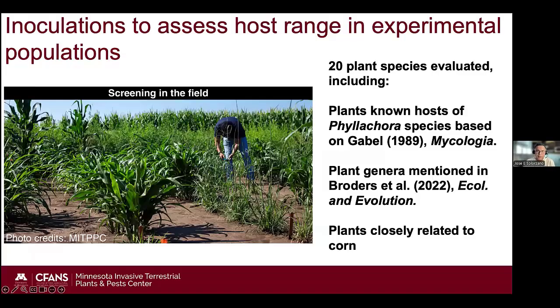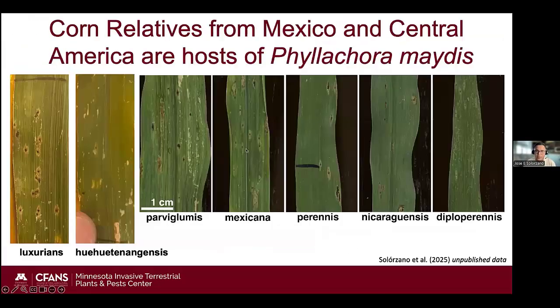So for these, we have some preliminary results, and those are that the different corn relatives are hosts of the corn pathogen. So these are grass plants, but these are corn relatives, really close to corn. So we tested all these plants in the field and also in greenhouse experiments, and we were able to observe the development of tar spot in these plant species.